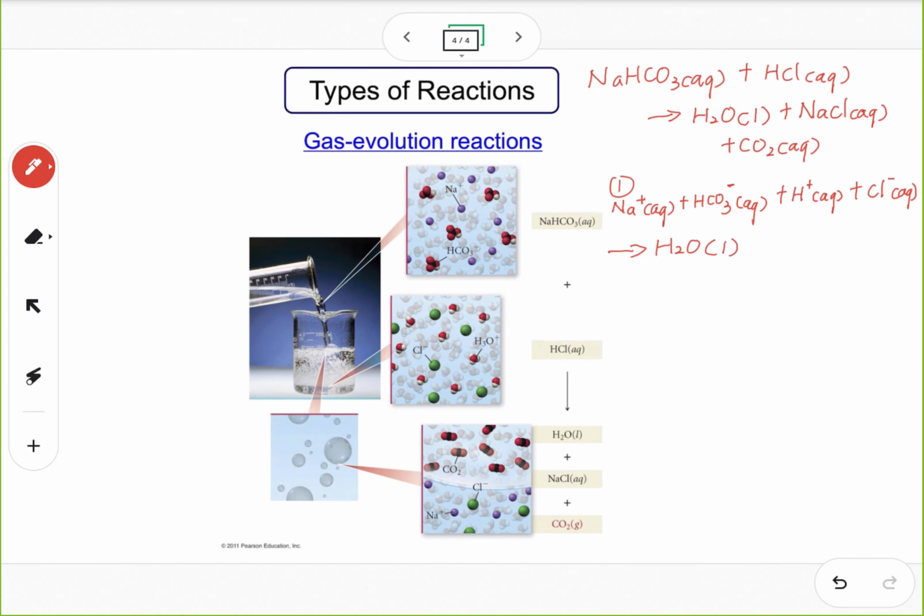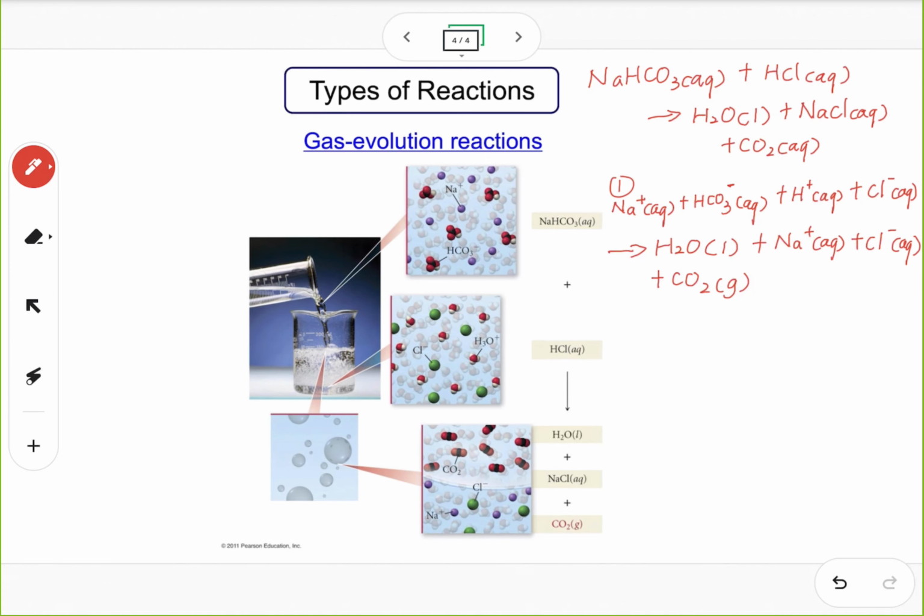Okay, all right. Now, the second product, sodium chloride. Well, this is an ionic compound. It will give you sodium cation and chloride anion. Now, the third product, carbon dioxide. Apparently, this is going to be a non-electrolyte, covalent compound. It's a gas. It's not going to dissociate to give you ions, right? So, in the complete ionic equation, it remains unchanged. All right, so this is a complete ionic equation.